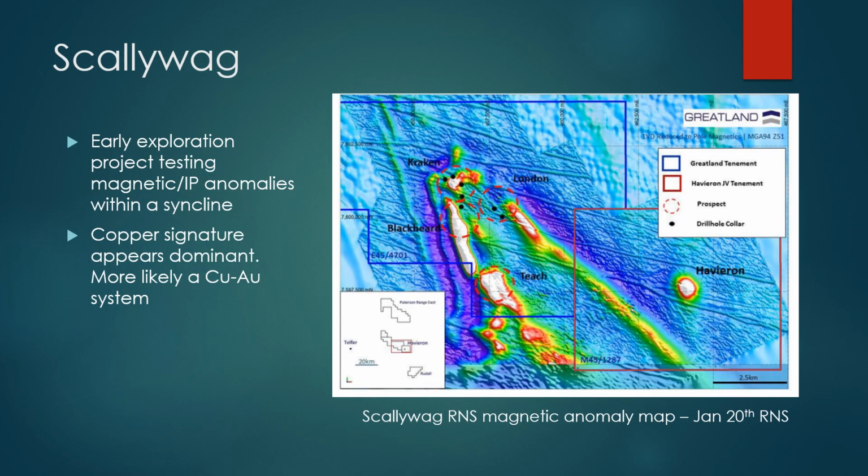So moving on to Scallywag, this is a diagram on the right just showing you the latest magnetic map and drill hole locations from the latest RNS. The drill holes are in as the black dots, and obviously the various magnetic targets, London, Kraken and Blackbeard.